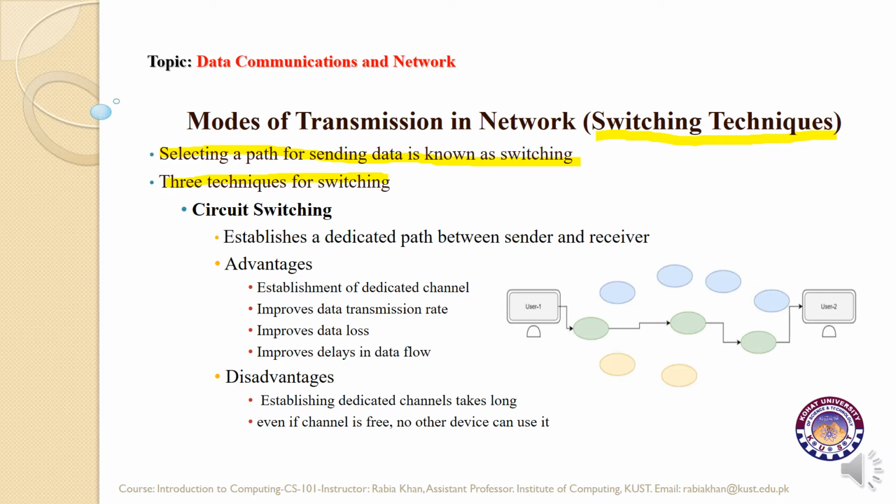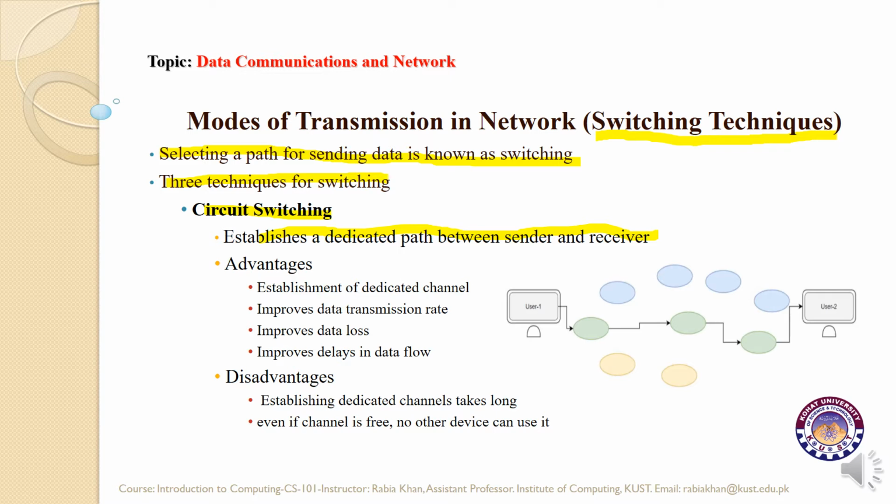The first technique is circuit switching. Circuit switching is the first common technique. Circuit switching mainly establishes some dedicated path between the sender and the receiver. This is similar to the synchronous mode of communication. If you remember, we discussed modes of data communication and we discussed the synchronous mode of communication as one of the data communication techniques. So circuit switching is similar to the synchronous mode of communication.